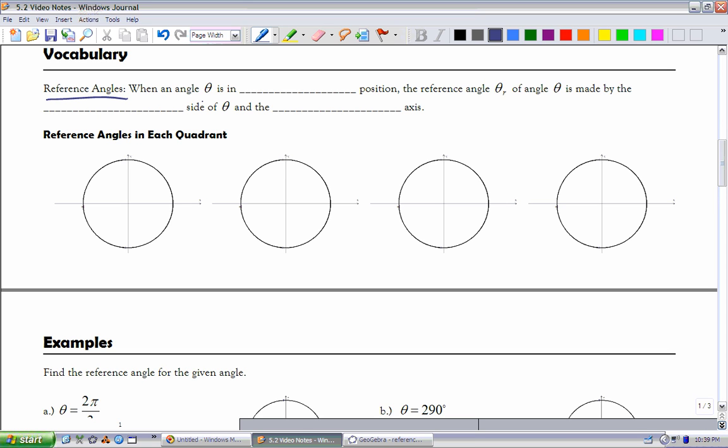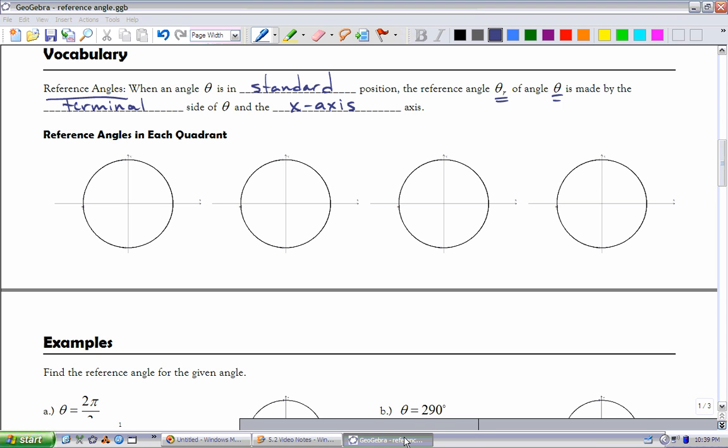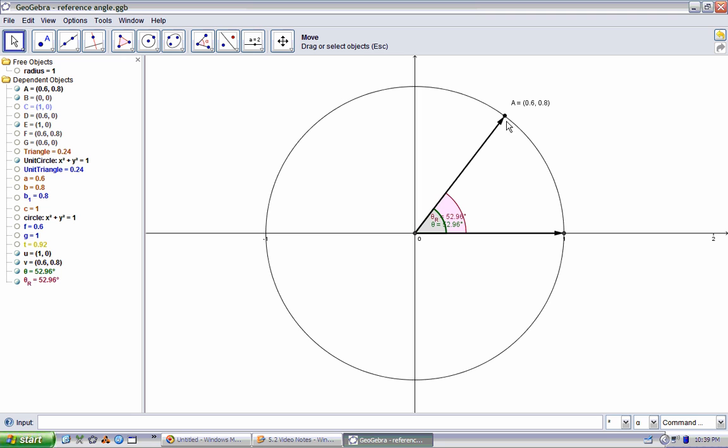When an angle theta is in standard position, the reference angle theta sub r of angle theta is made by the terminal side of theta and the x-axis. Now, it's kind of difficult to visualize, so I generated this here. Let's just take a look.